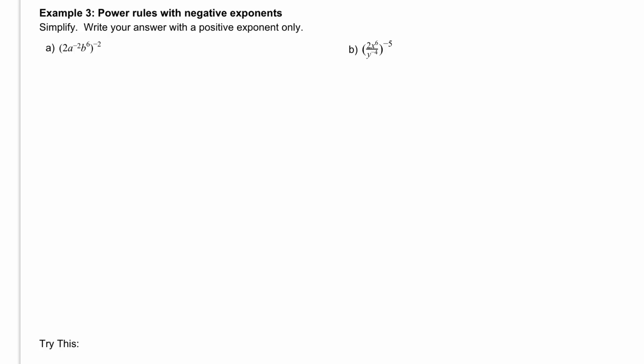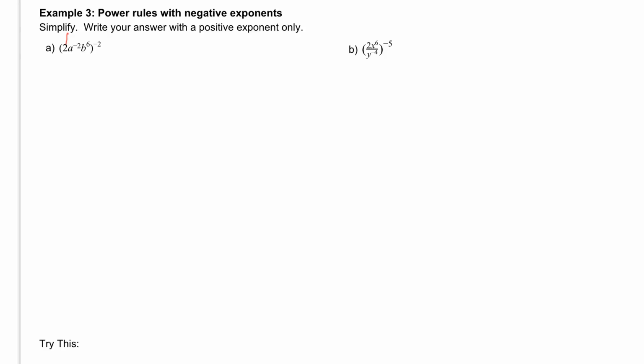In example 3, we're going to go through power rules with negative exponents. The first thing we want to do is get rid of the parentheses, like always. To do that, we've got to take the exponent that's on the outside and multiply it to every exponent on the inside. Let's not forget that our 2 inside the parentheses does have an exponent of 1, and that also has to get multiplied by that negative 2.